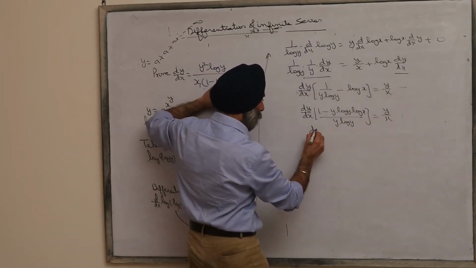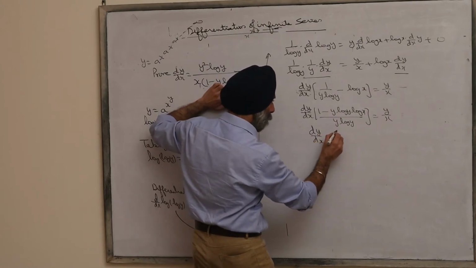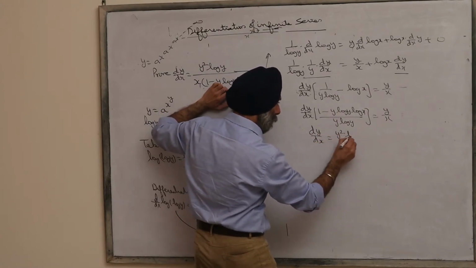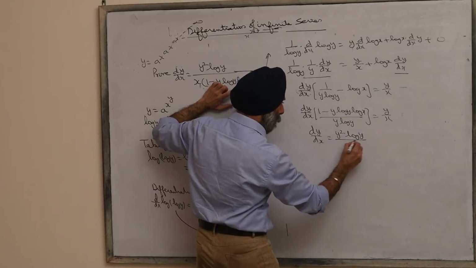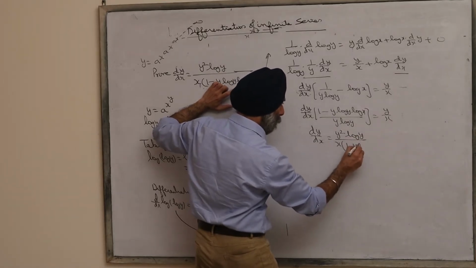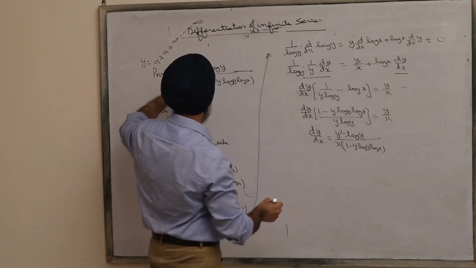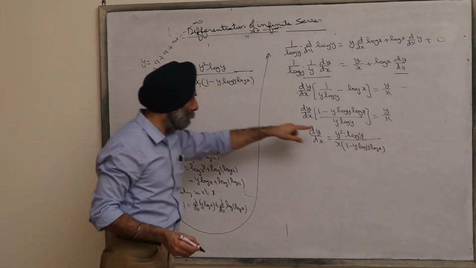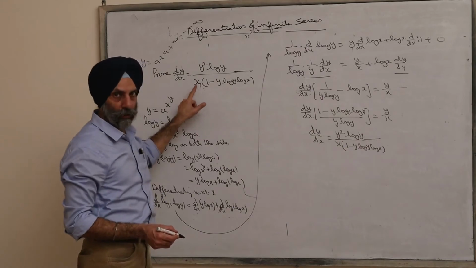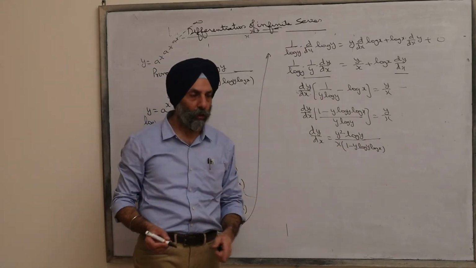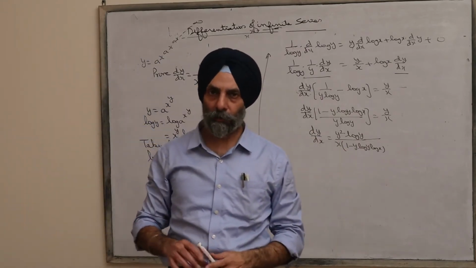So you can see here, if you cross multiply the terms, it will be y square log of y upon x into 1 minus y log y into log of x. So what was required to be proved? Y square log y upon x into 1 minus y log y into log of x.